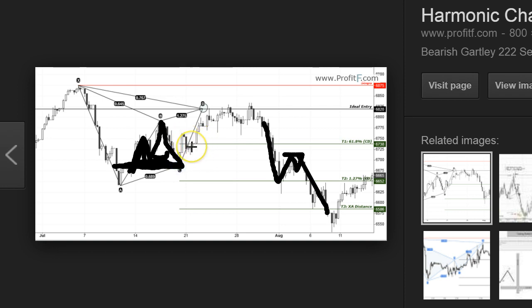What about the top? Up, down. So A, B, C. Well, D. Here was your bullish entry. Bullish Gartley. You buy this stop hunt to here. Your limits are below that. But you have to do wax on, wax off. You have to go line chart back to candlestick.